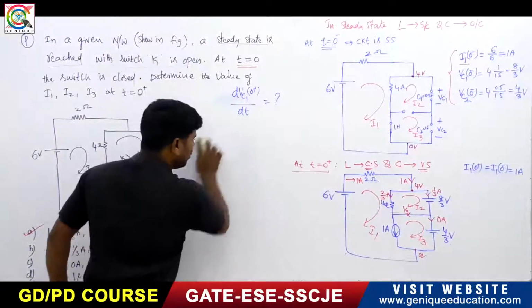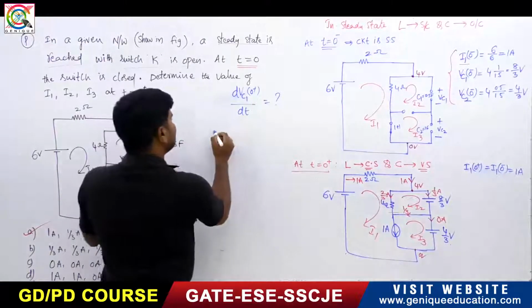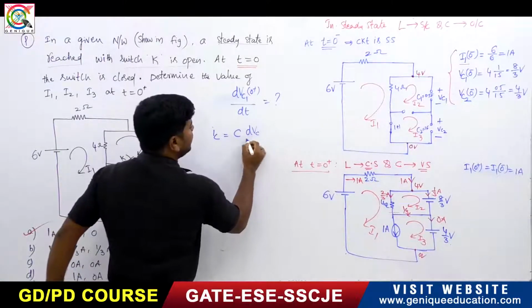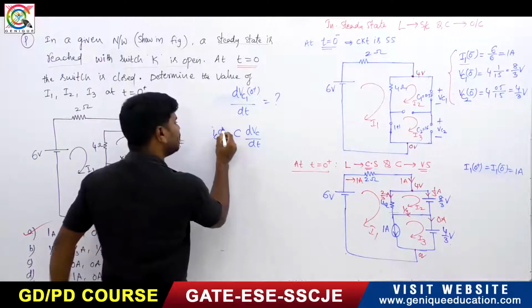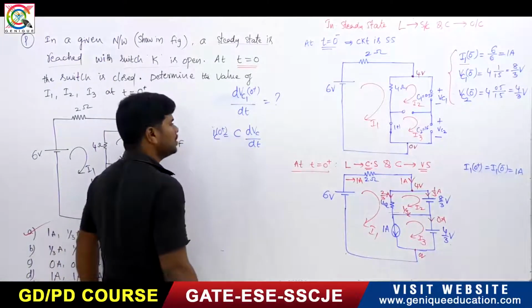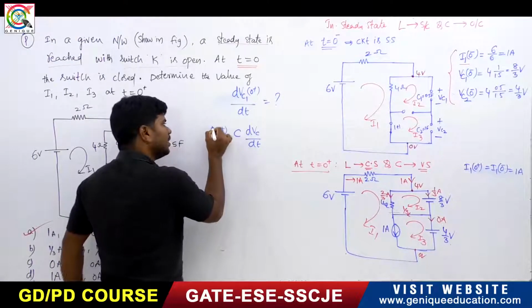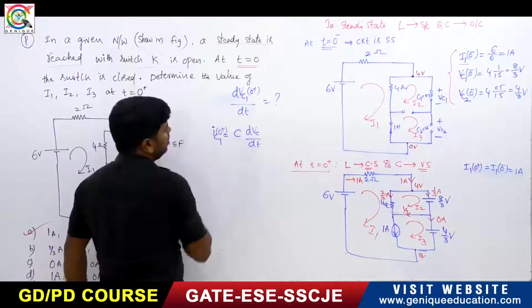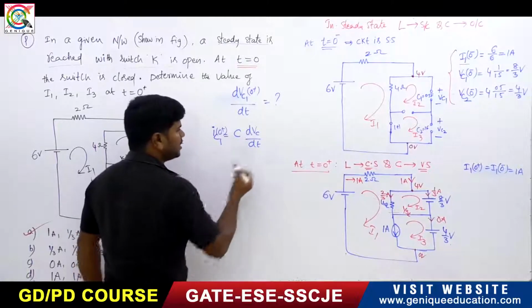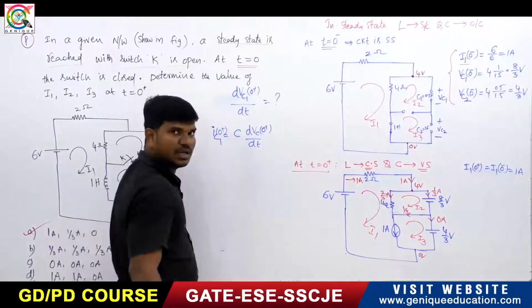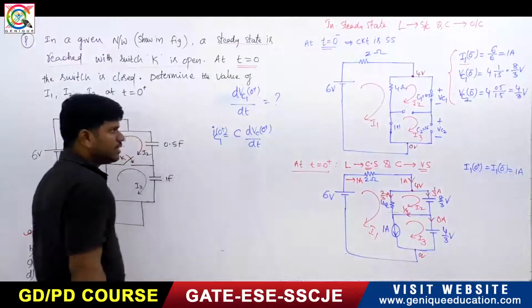So already you know IC equals C dVC divided by dt. But you have to find the IC of 0 plus. Suppose I want to find the current in C1. This is IC1 of 0 plus. This will be C into dVc of 0 plus divided by dt.